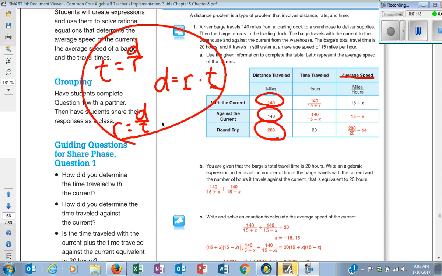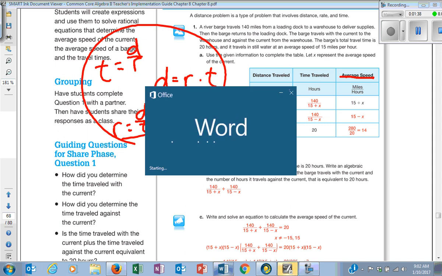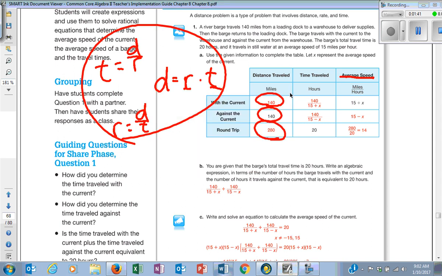And so what happens is for this miles per hour, we know that when he's traveling with the current, he's going 15 miles an hour plus whatever the current speed is. Current meaning like the actual water. And when he's going against it, he's going 15 minus the current speed. And we know that if we go back up, it took him this many hours to complete the full trip.